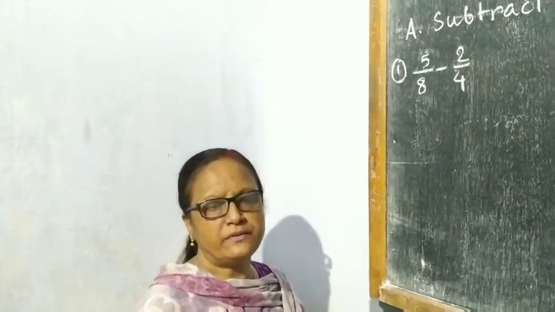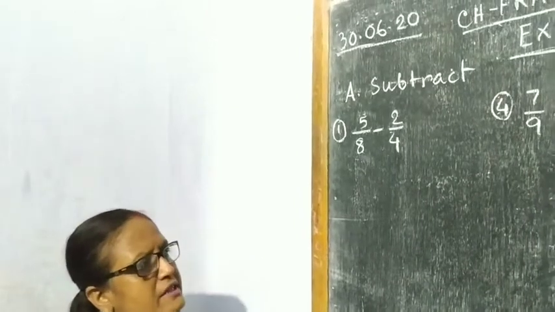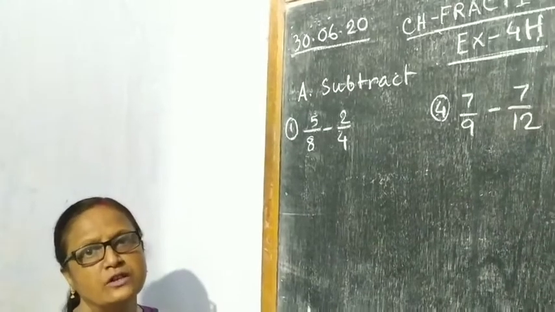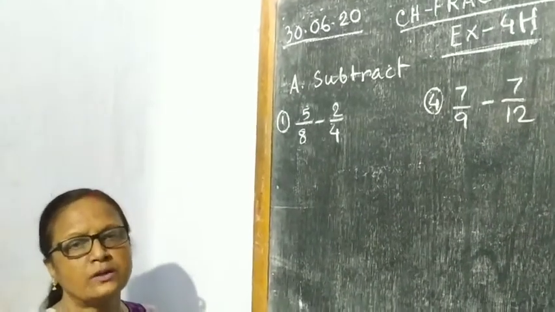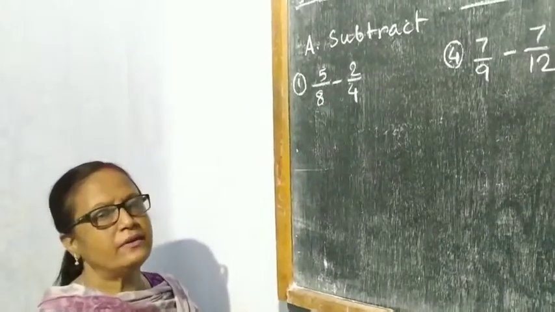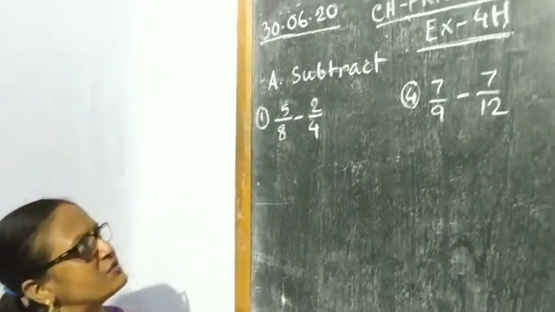Children, in the previous class, I taught you addition of two fractions. Today, I shall teach you subtraction of two fractions. So, the method is same. Only instead of plus sign, we will use minus sign. So, let's do the sum of exercise 4H.